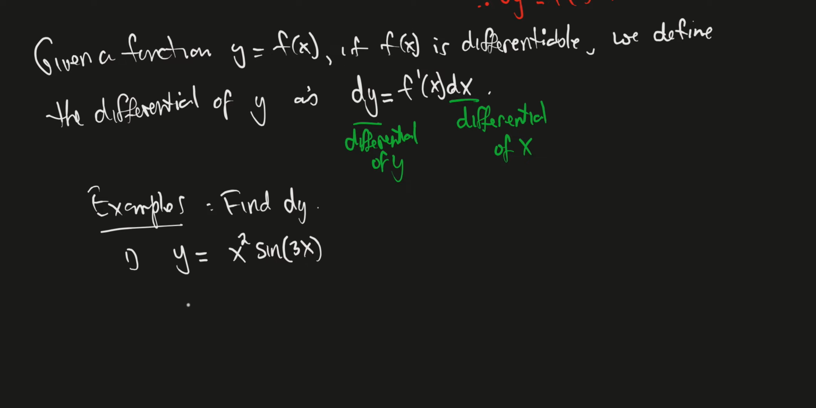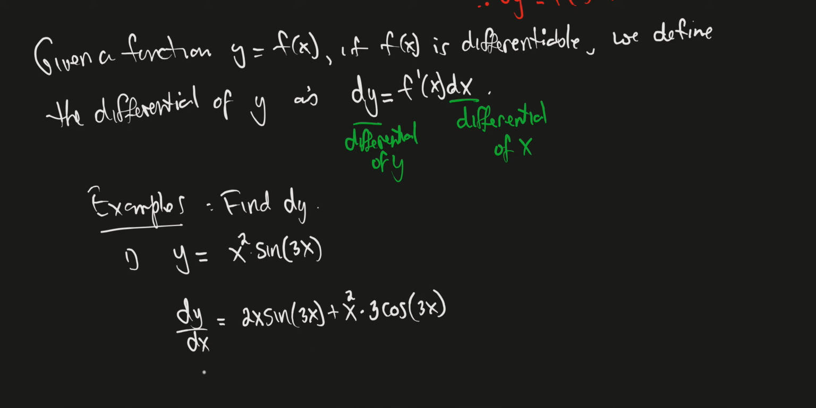Well, you can do it in two steps. I will do my regular derivative, just write it like that. And then on this side, I have to do my product and chain rules. So this derivative is 2x times the sine of 3x plus x squared, and then the derivative of sine of 3x is 3 cosine of 3x.